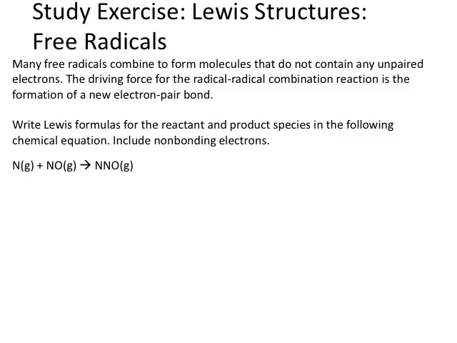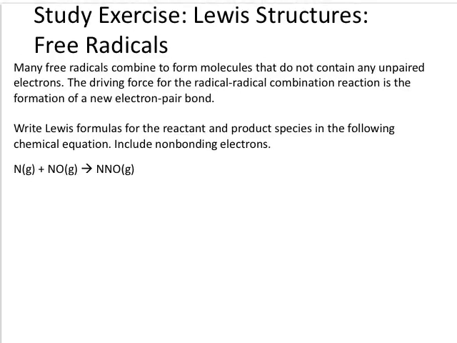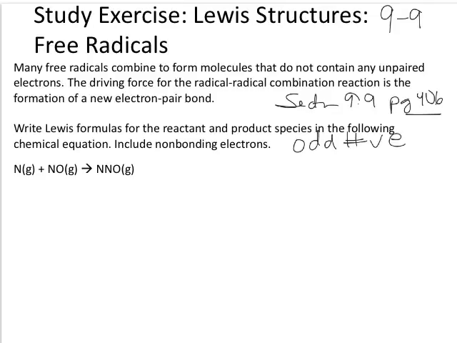Welcome to problem 9-9. Okay, this is free radicals. So if you remember, I think it talks about these in section 9.9, page 406. And in that section it talks about the exceptions to the octet. And one of the exceptions to the octet is free radicals because they form an odd number of valence electrons. These molecules have an odd number of valence electrons.